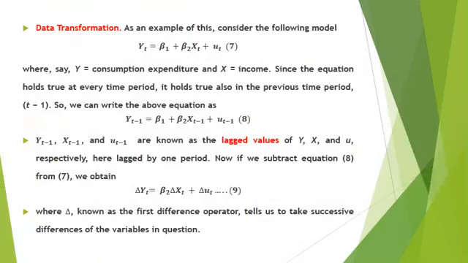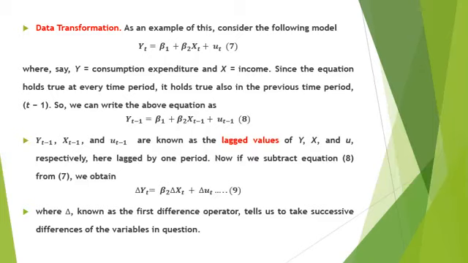Another source of autocorrelation is data transformation. This can be explained with an example. Consider the following model: yt is equal to beta 1 plus beta 2 xt plus ut, where say y is consumption expenditure and x is income. We assume that the equation holds true at every time period. If it is true in this time period, it is also true in the previous time period, t minus 1. So we can write the equation as yt minus 1 is equal to beta 1 plus beta 2 xt minus 1 plus ut minus 1.